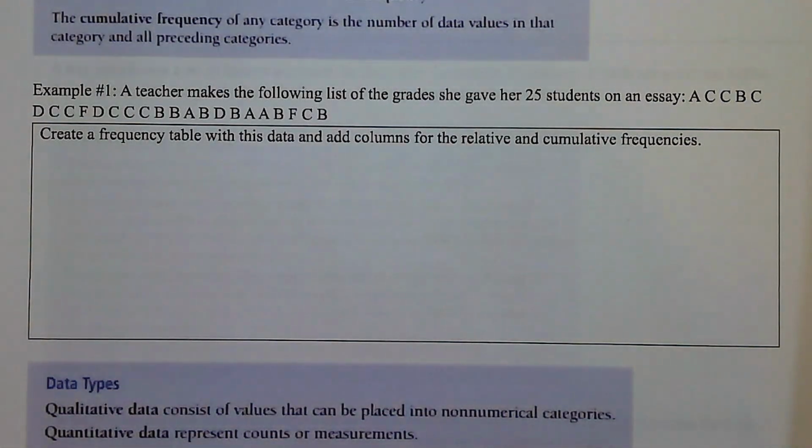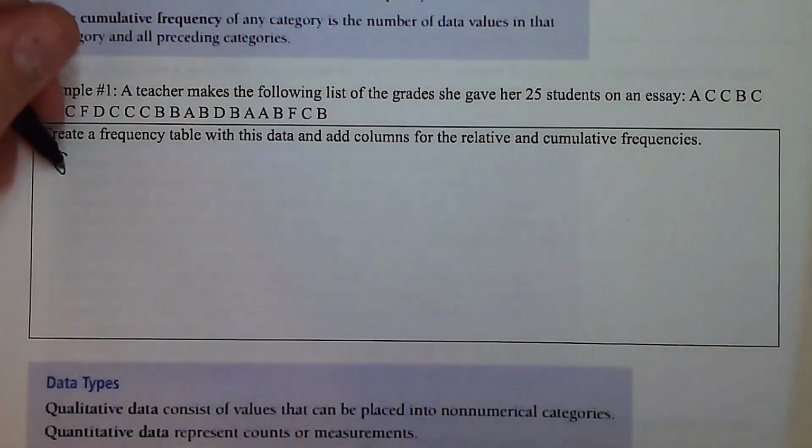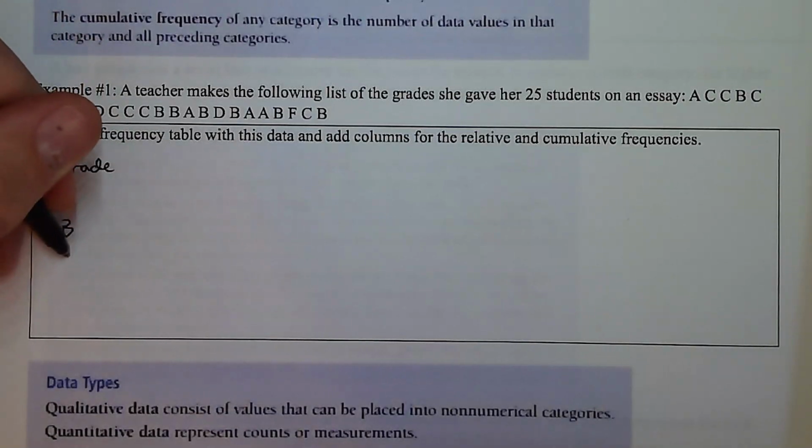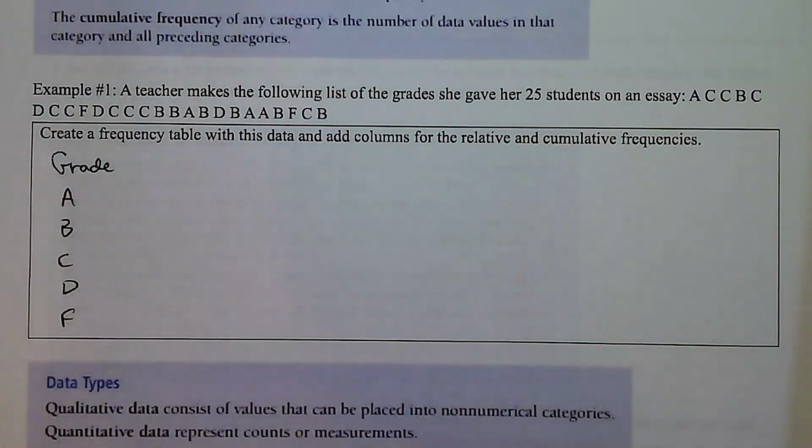All right, so now we're going to look at displaying some data here. A teacher makes the following list of grades. She gave her 25 students on an essay, and so you got all those letter grades. What I'm going to do is make a frequency table. First off, I want to look at the outcomes. So I've got grade: A, B, C, D, F.